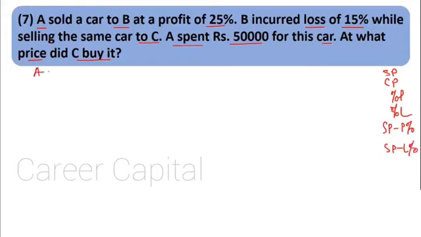Now over here there are 3 people, A, B and C. A sold a car to B. A bought a car at some price, say cost price, CP, then sold the car to B.